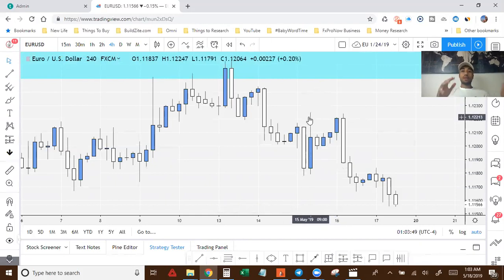Okay, now let's look at a bearish candle. Now, how do you know it's bearish? So the bullish, you think about the bulls, horns go up.